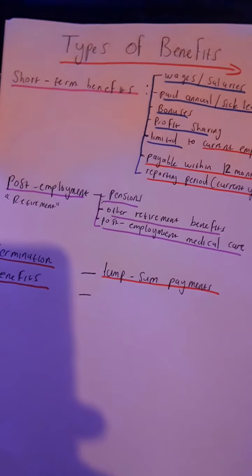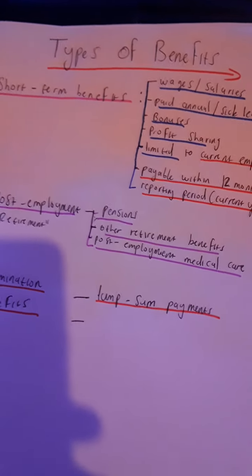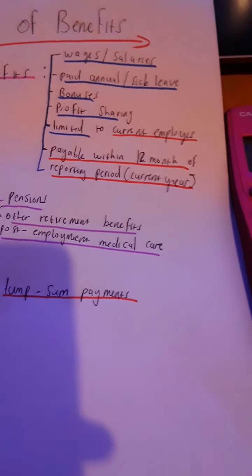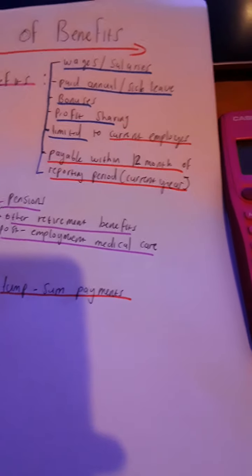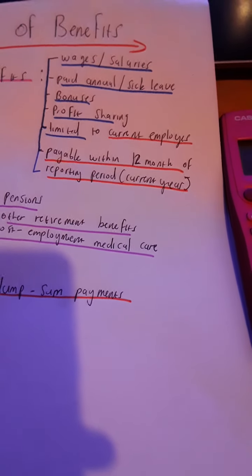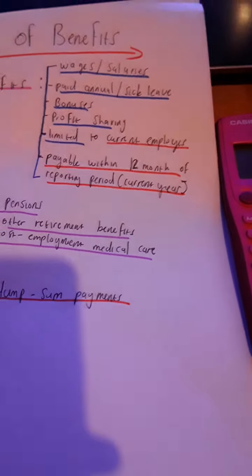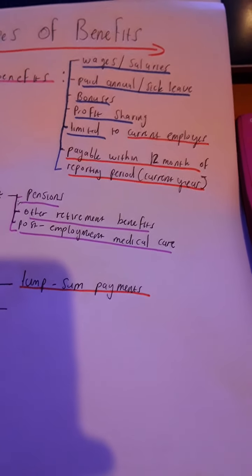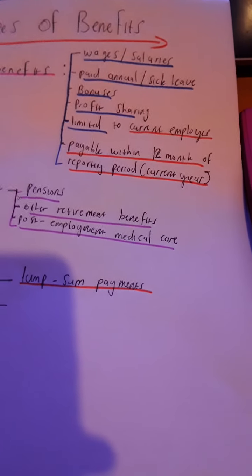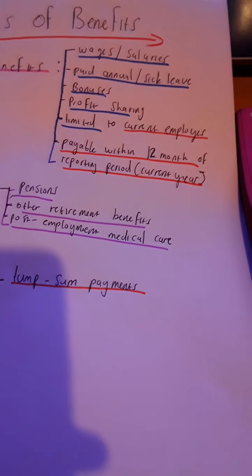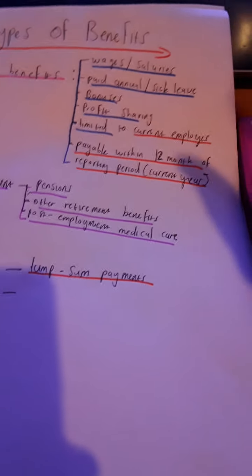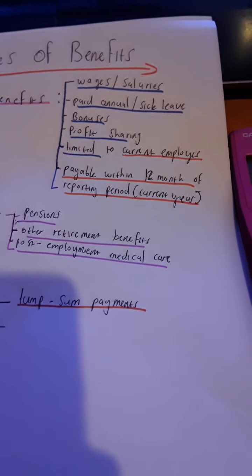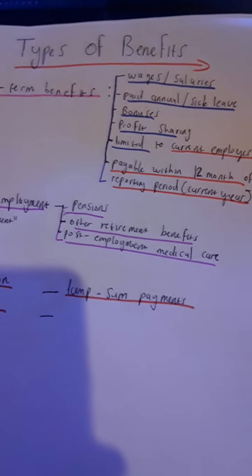Now let's look at the types of benefits. Quickly, let's look at the short-term employee benefits. This includes your wages, salaries, paid annual or sick leave, bonuses, and profit sharing. These benefits are limited to current employees only and are payable within 12 months of the reporting period. Basically, it means that they should be paid within a year. Anything that falls beyond that scope does not fall under short-term benefits.